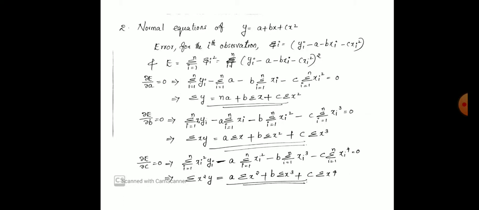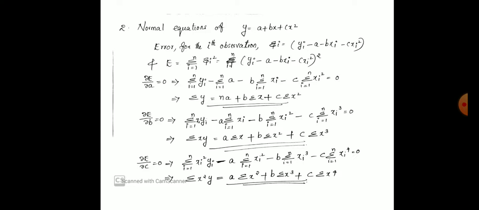Then next, the normal equations of y equals a plus bx plus cx square, which is the general equation of a parabola. So we can skip the first steps, you just have to find the error for the ith observation. Epsilon i is equal to yi minus a minus b xi minus c xi square, and capital E is equal to the sum of the squares of the errors, that is, sigma i equals 1 to n of epsilon i square, that is, sigma i equals 1 to n of (yi minus a minus b xi minus c xi square) the whole square. Find the partial derivative of capital E with respect to a, with respect to b and with respect to c and equate them to 0.